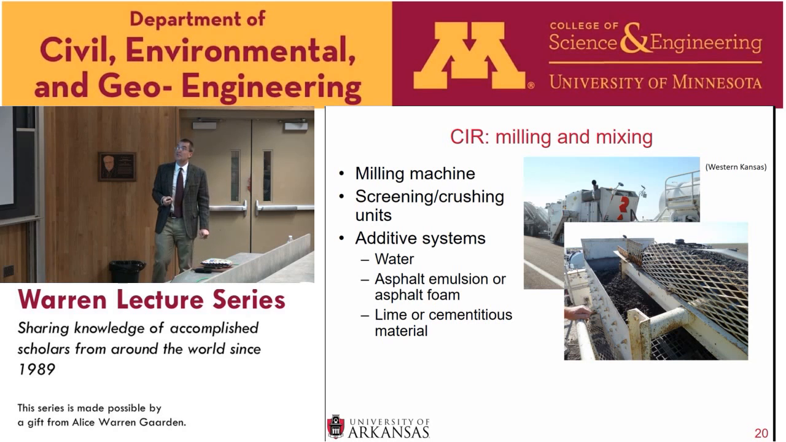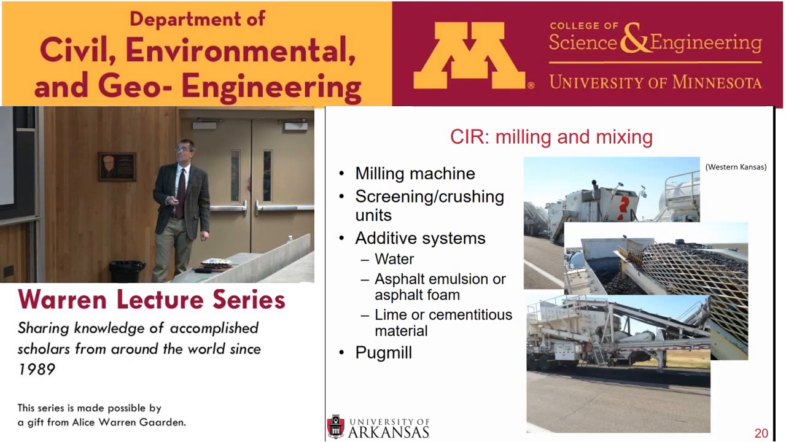Then you have your additive systems. You always add water, regardless of what it is, because you design these at an optimal moisture content. Then you add either asphalt emulsion or asphalt foam, and those are the binding materials, so that's what holds this semi-bound material together. And then if you desire, you can add lime or cementitious materials, and this adds a little extra stiffness. It makes the road a little stronger and gives just a little more oomph to that semi-bound layer.